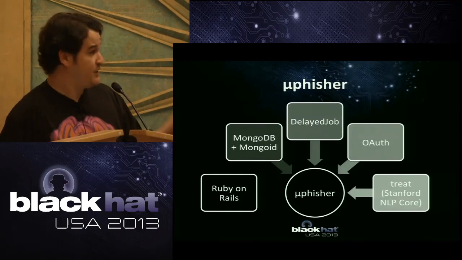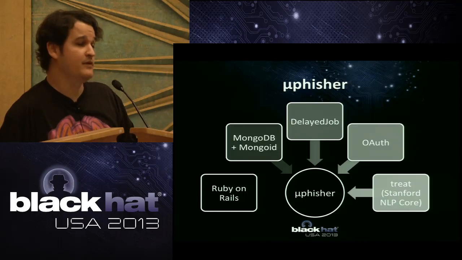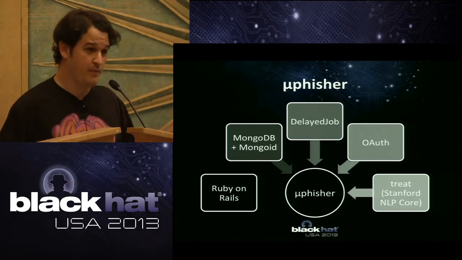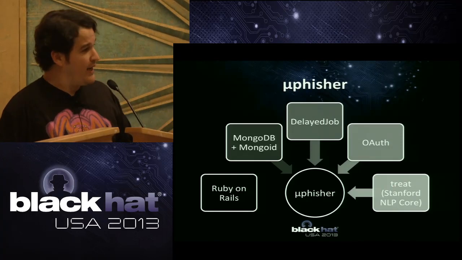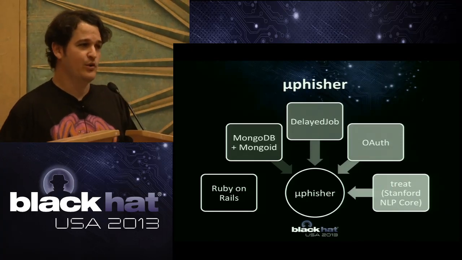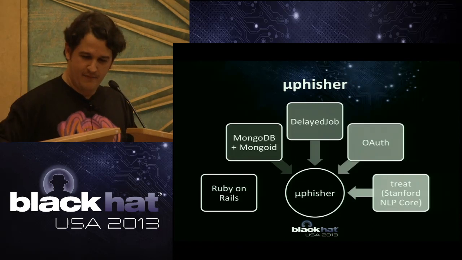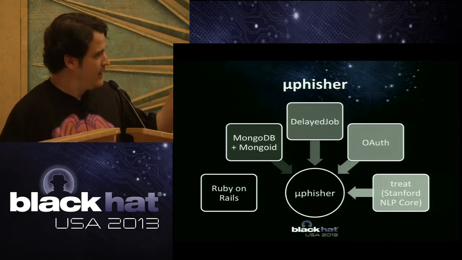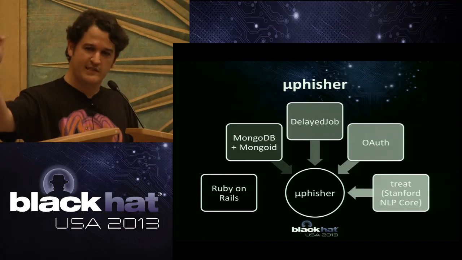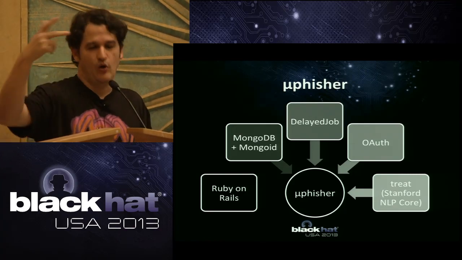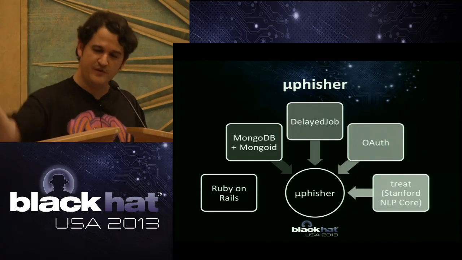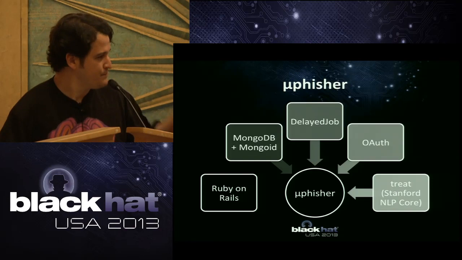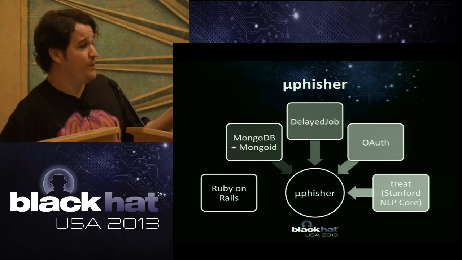It's a Rails application. It uses MongoDB plus Mongoid, which is an object relational mapper. We use the lay job for background work. We use OAuth for the actual authentication. So when talking to Twitter, and I can show you a little video if we have the time later, you will see that when it does authentication with Twitter, you only provide your credentials to Twitter, and then you get the token, and you go back to the application the way it should be done, right? And we use Treat for NLP.